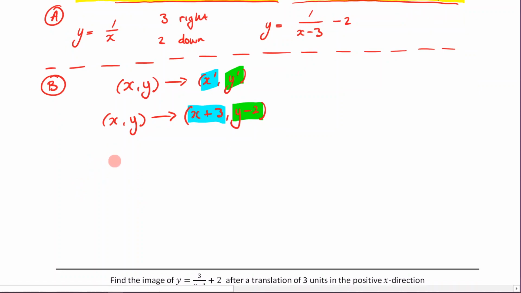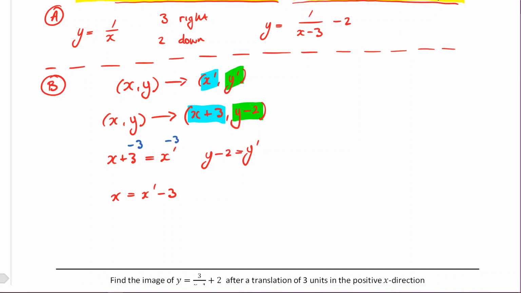The next thing that we do is rewrite an equation that tells us this. So we're going to write x plus 3 is equal to x dash. So I'm saying this is equal to this, and now I'm going to say this, y minus 2 is equal to y dash. I now am going to solve these for x and y. So x is going to be equal to x dash minus 3. So what I did there to get that is I simply subtracted 3 from both sides. And then I'm going to do the same over here. And I'm going to end up getting y is equal to y dash plus 2. So that means what I'm going to do here is I'm just plussing 2 to both sides. That's how I got to that.